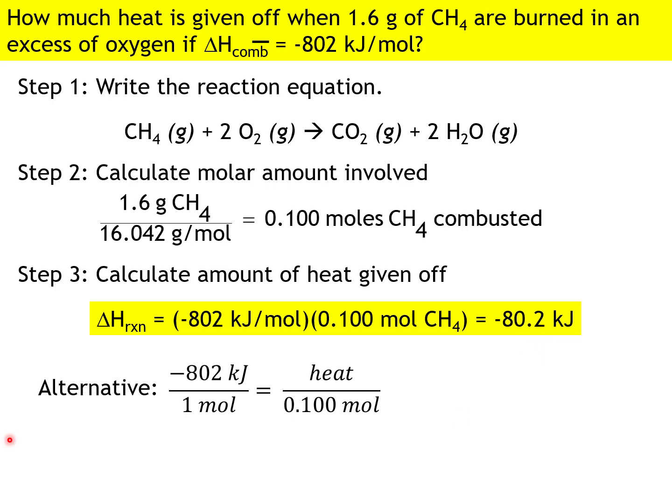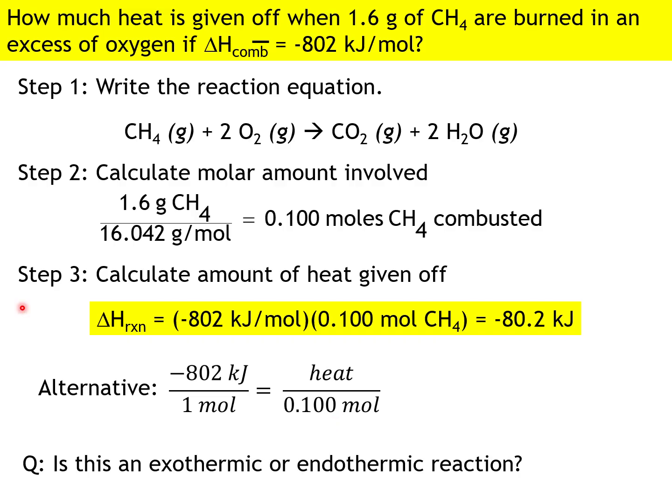On the other hand, you could also set up a proportion where we know that it's negative 802 kilojoules for every 1 mole. And so you are just determining how much heat is involved if you only have a tenth of a mole. So it's a tenth as much.